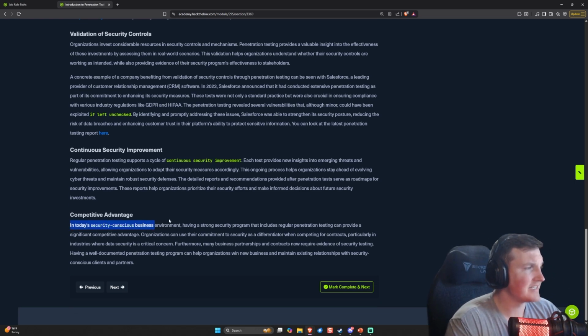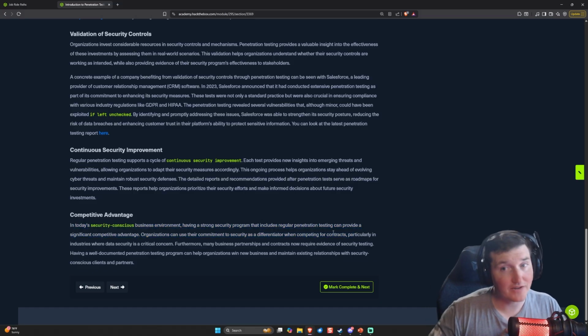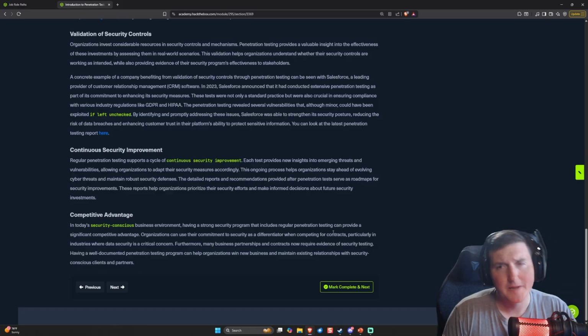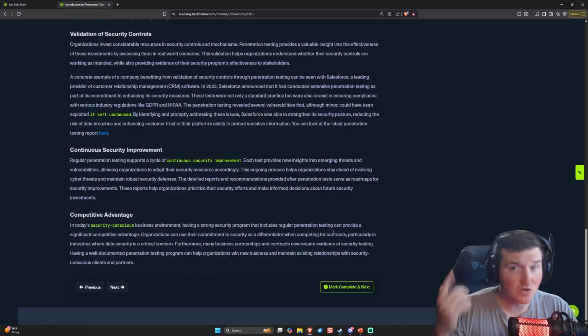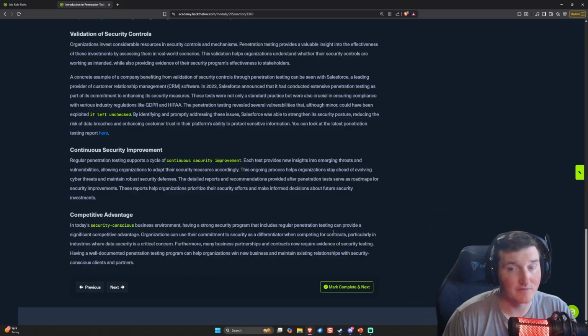Competitive advantage. In today's security-conscious business environment, having a strong security program is vital. Not only vital, an example would be, look at CrowdStrike. CrowdStrike had the CrowdStrike incident that everyone's aware of, I think last year. That wasn't even a security incident. Go look at the stock prices. Their stock dropped immediately, dramatically, right?